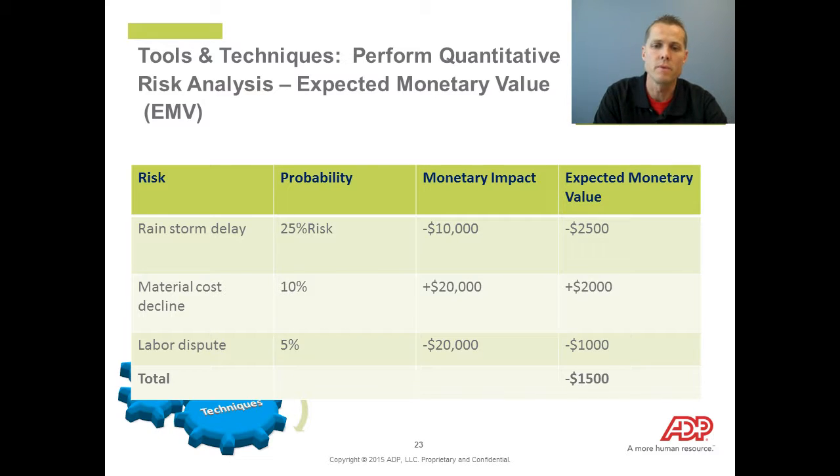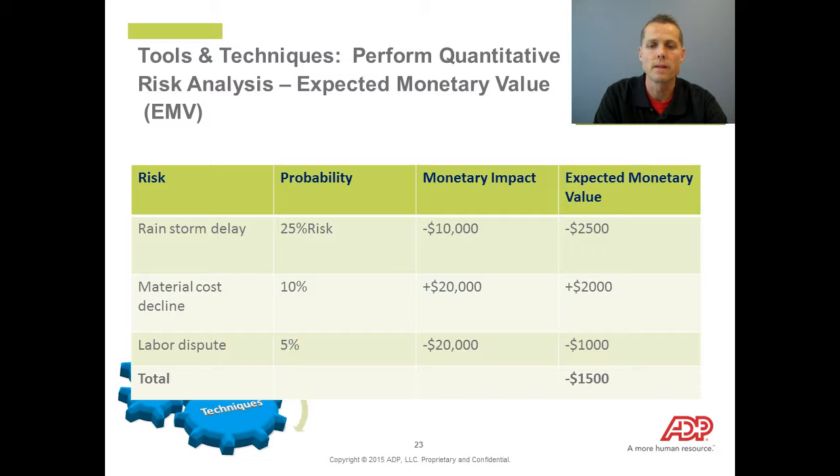And a labor dispute has a 5% chance of occurrence for a negative $20,000 impact. So the expected monetary value is negative 1,000. And then we just sum those totals for a negative $1,500 impact. So those three risks together have a negative $1,500 impact.